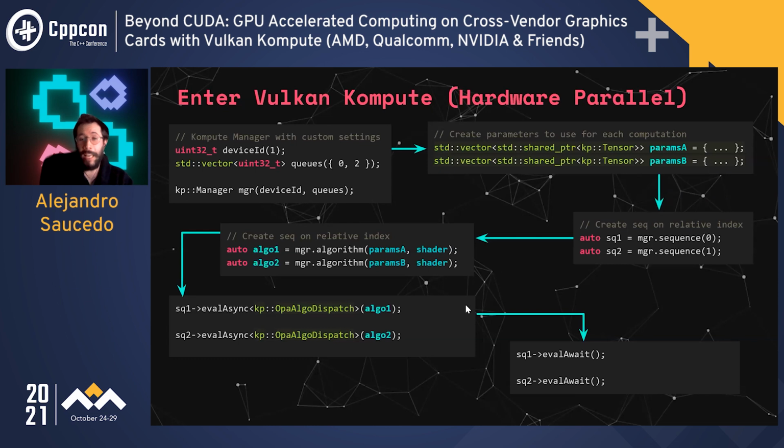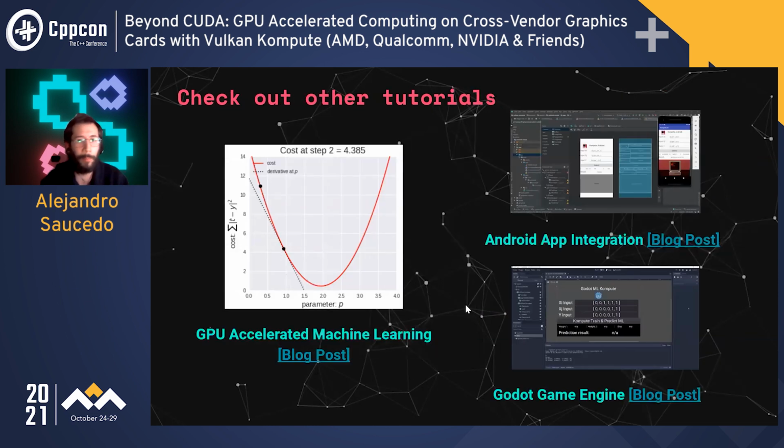Now, for people that are interested to delve into more examples, we have a broad range of hands-on tutorials, examples, and blog posts that cover different applications, all the way from GPU acceleration for machine learning algorithms, implementation of things like logistic regression as the hello world of machine learning, all the way to convolutional neural networks as part of a compute shader running in Kompute.